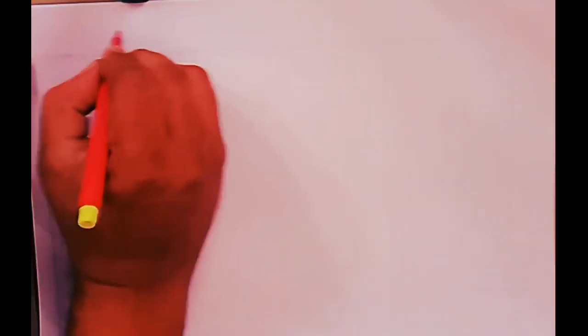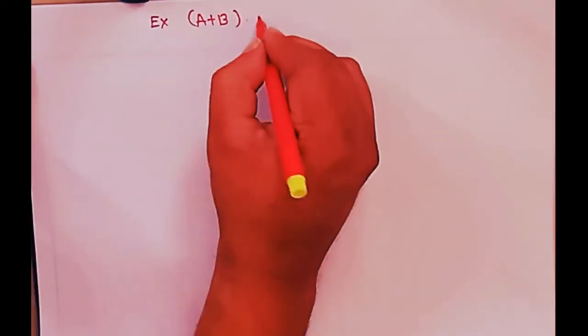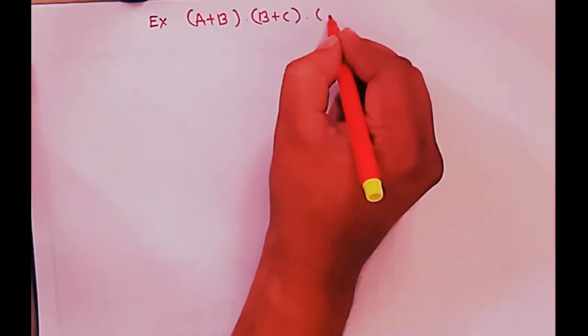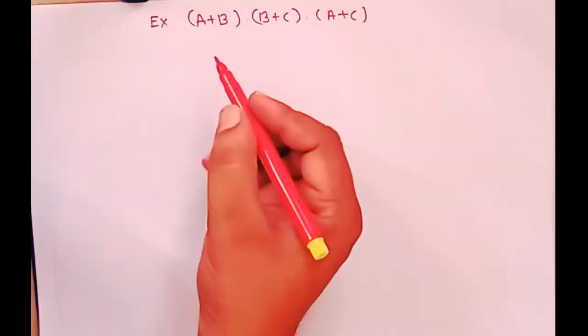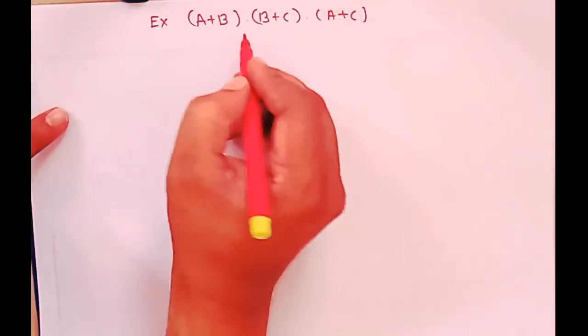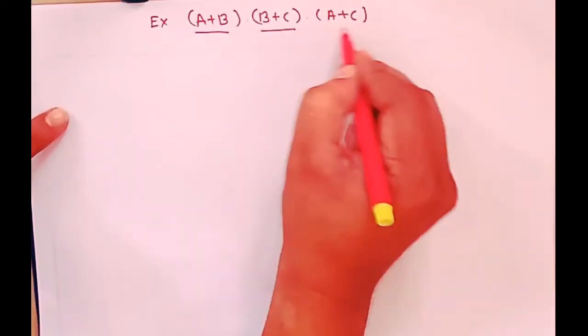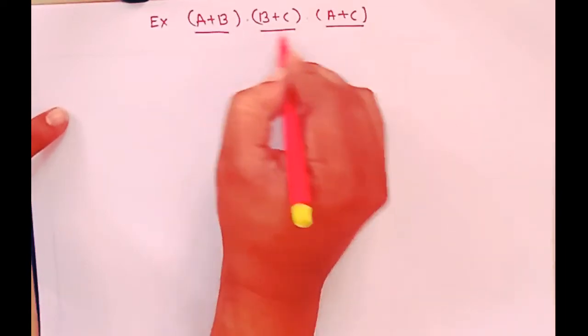Now let us consider the example. Suppose (a plus b) into (b plus c) into (a plus c). So now first find out the type of equation. So here sum terms are there, and then multiplication of the sum terms is carried out.